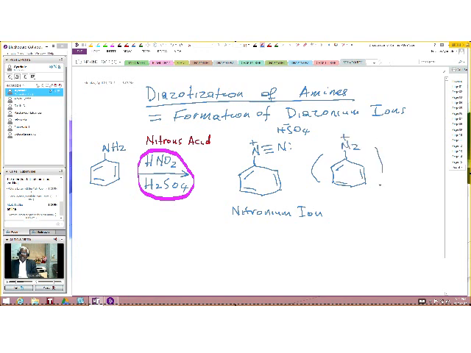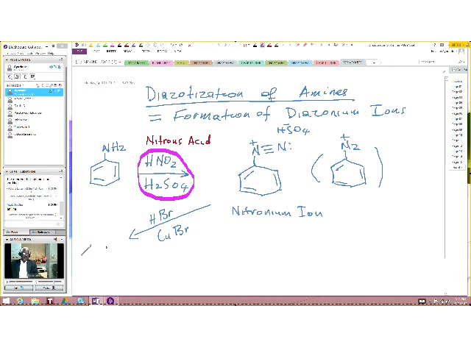Okay, very often that is the way we write it. Okay, so we may not write it this way. Okay, now the question is, what can we do with the nitronium ion? If you have the nitronium ion, you could react the nitronium ion with this reagent here, hydrogen bromide, in the presence of copper 1 bromide.